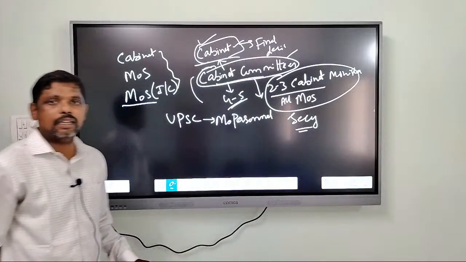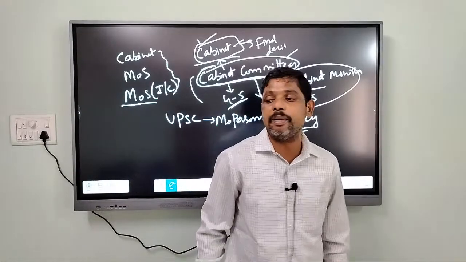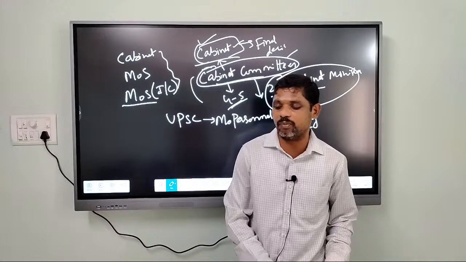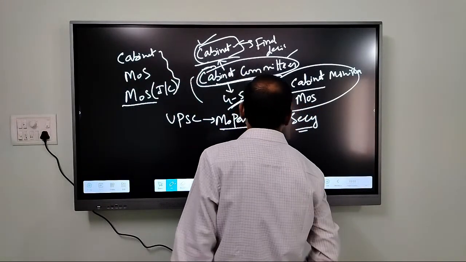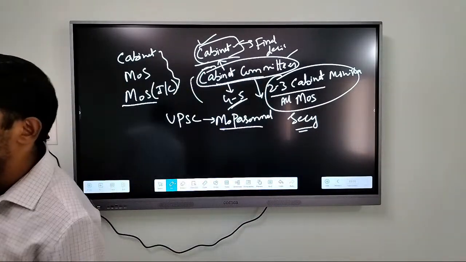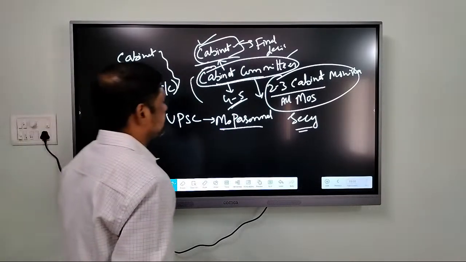So we have a ministry called the Ministry of Personnel, Public Grievances and Administrative Reforms. So this is the full description of the ministry. This Ministry of Personnel is headed by the Prime Minister, right? So normally, the Ministry of Personnel is headed by the Prime Minister.